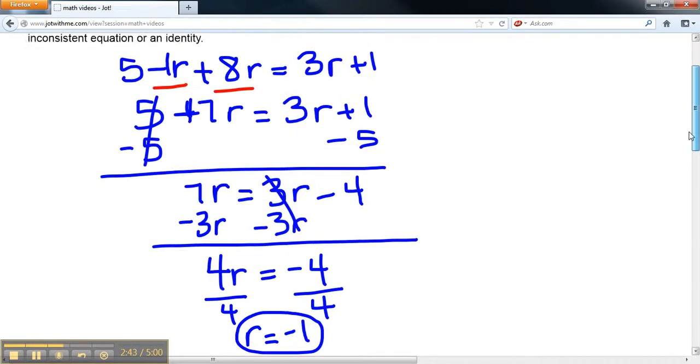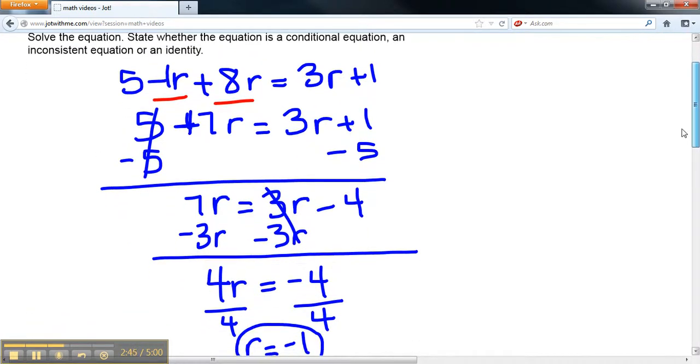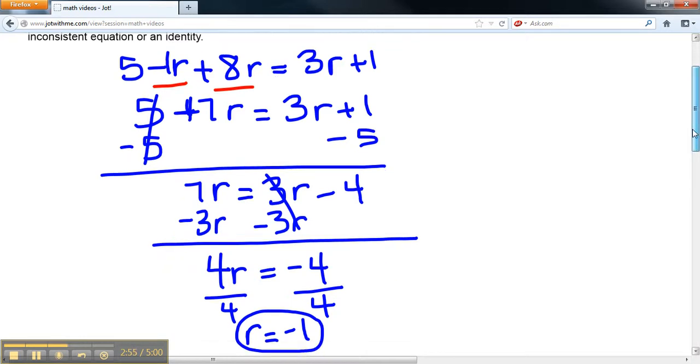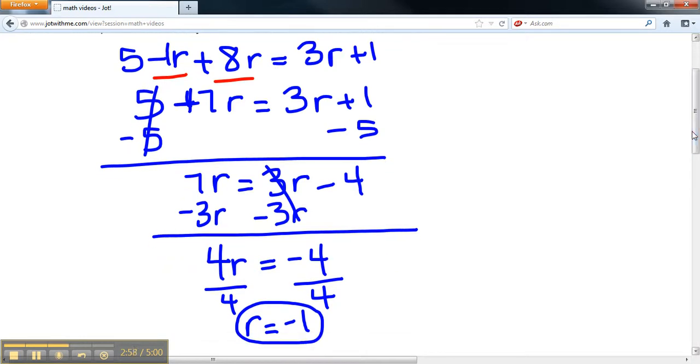Let's look up at the directions again. It says to state whether the equation is a conditional equation, an inconsistent equation, or an identity. Now we got one value for r. R equals negative 1. When you get one single value for your variable, that is what's called a conditional equation. So this right here is a conditional equation.